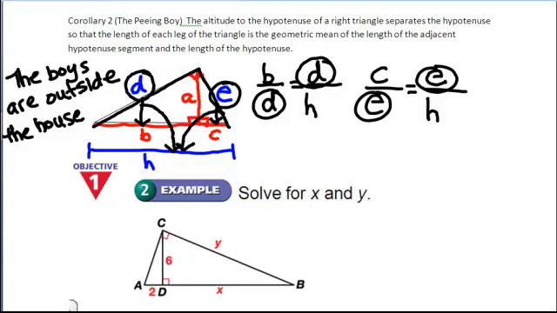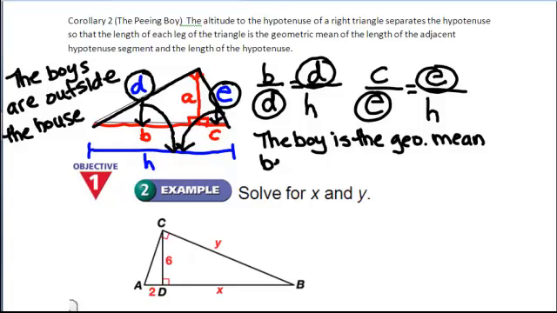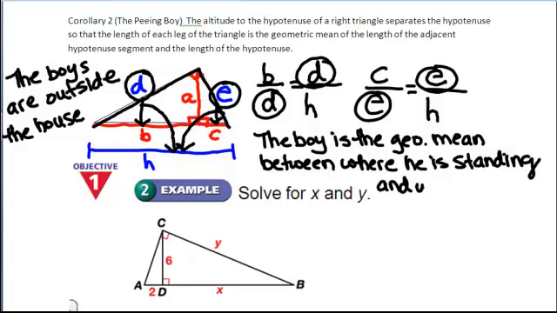So here's how I make proportions using right triangles. And I know that the boy is the geometric mean between where he's standing and where he's peeing. This is going to help us remember how to set up our proportions. Alright, let me give you an example of what I'm talking about. Don't forget, spiders are inside the house, the boys are outside the house. Spiders are in the house, boys are outside the house.